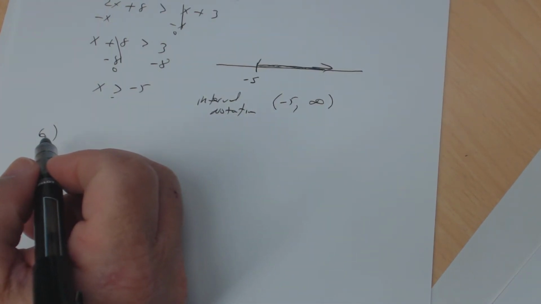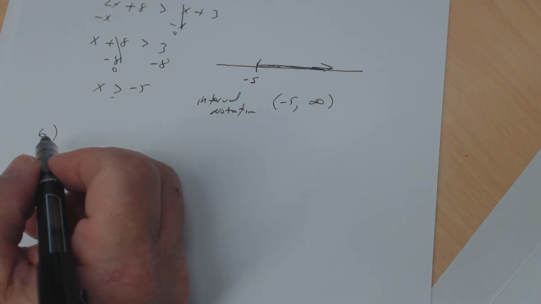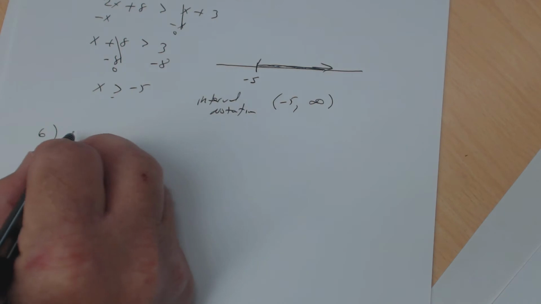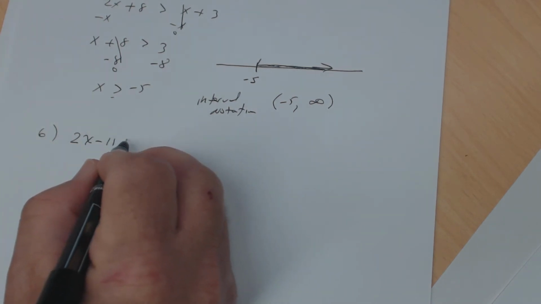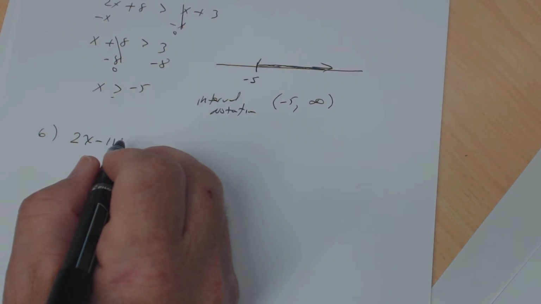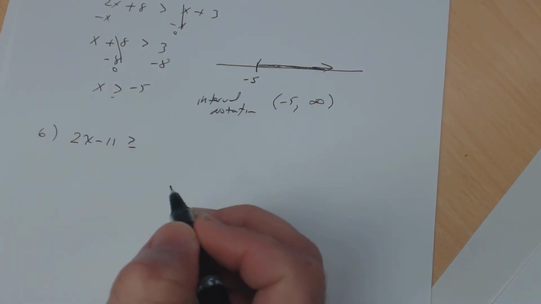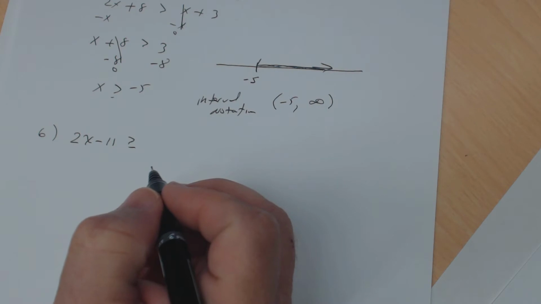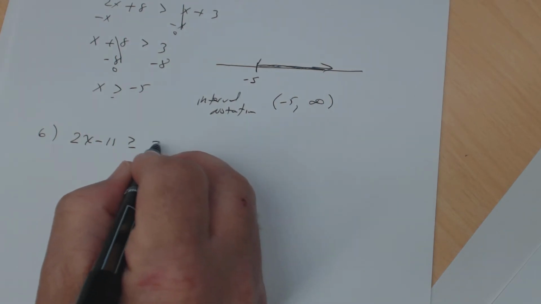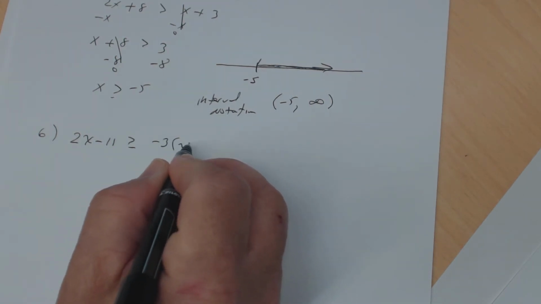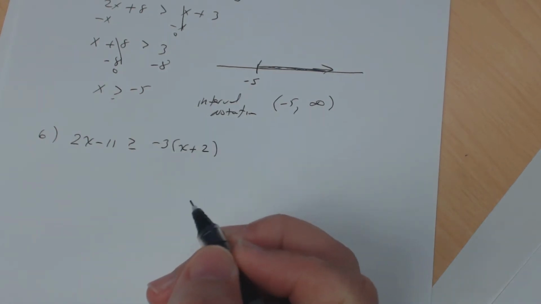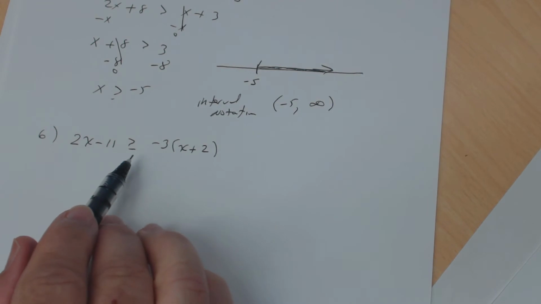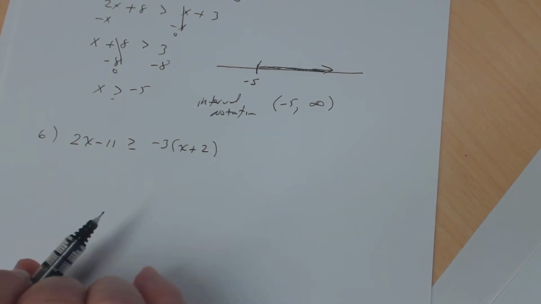Okay, number 6. You have 2x minus 11 is greater than or equal to -3 times (x plus 2). So 2x minus 11 is greater than or equal to -3 times (x plus 2).